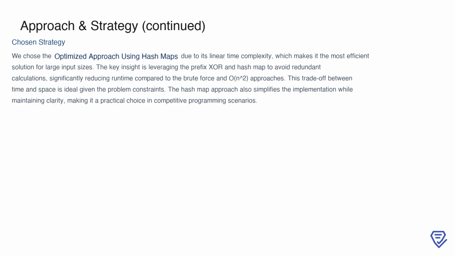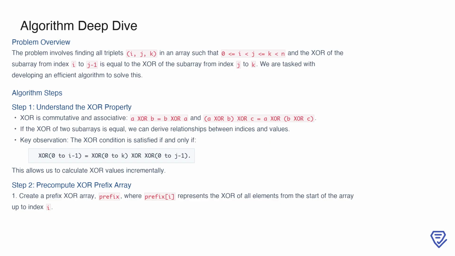In this problem, we are tasked with finding all triplets i, j, k in an array such that the XOR of the subarray from index i to j-1 is equal to the XOR of the subarray from index j to k. This boils down to finding indices where certain XOR relationships hold true. To solve this efficiently, we leverage the properties of XOR. Remember that XOR is both commutative and associative, which means the order of operations doesn't matter, and it cancels out repeated values. A key observation here is that if the XOR of two subarrays is equal, then we can derive relationships between their indices and values.